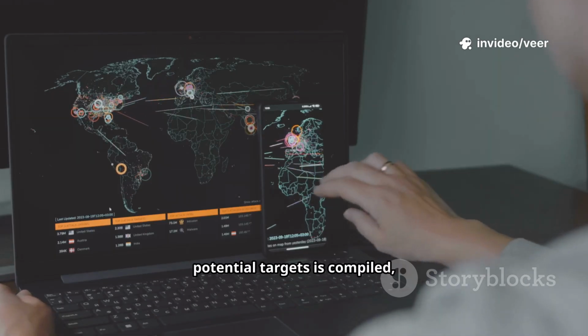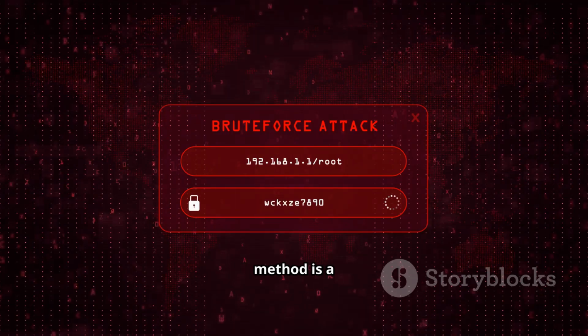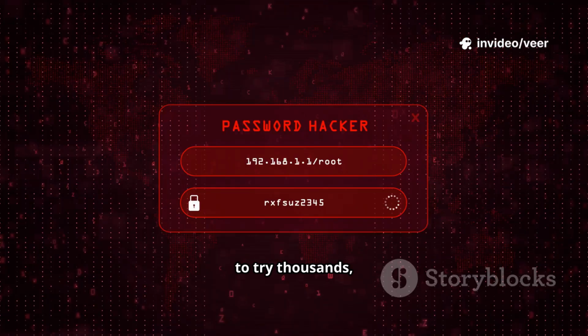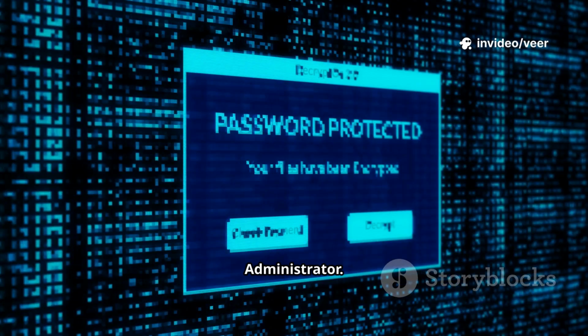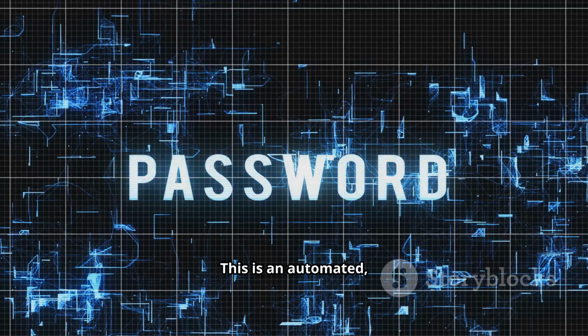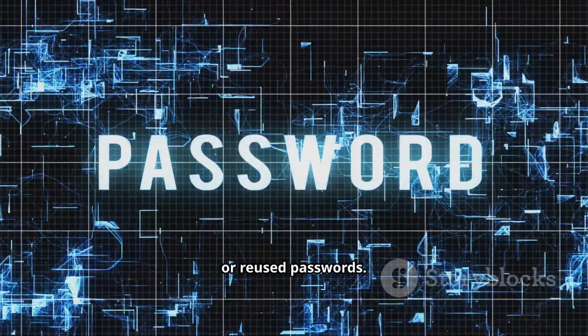Once a list of potential targets is compiled, the initial access phase begins. The most common method is a brute force attack. Attackers use Hydra, or custom scripts, to try thousands or even millions of username and password combinations: Administrator, most common passwords, previously leaked credentials. This is an automated, low-effort attack that relies on weak or reused passwords.